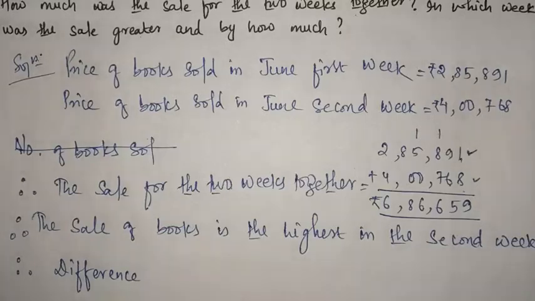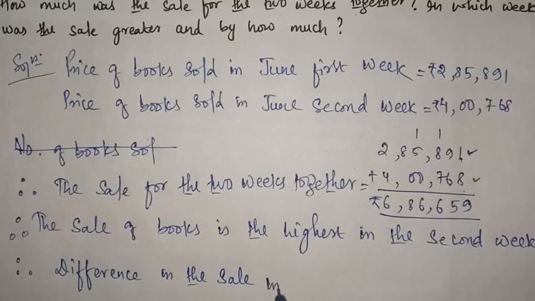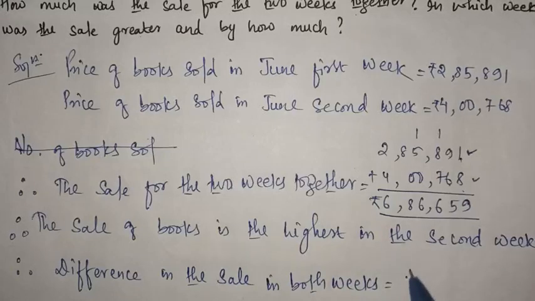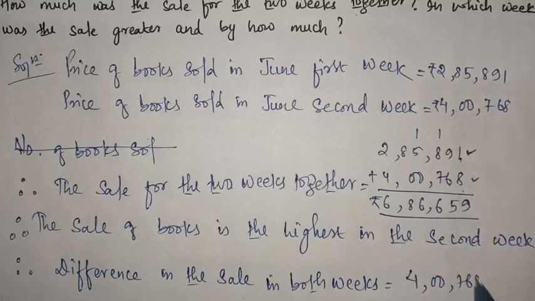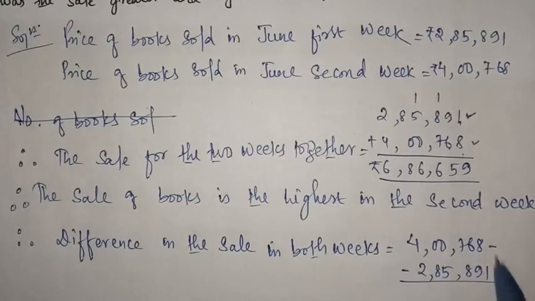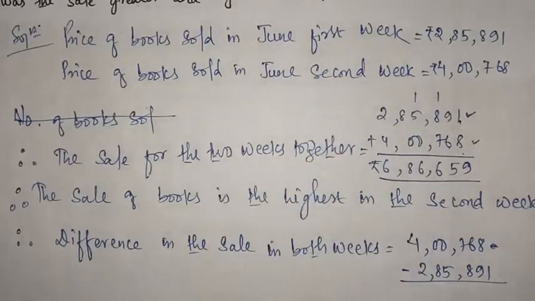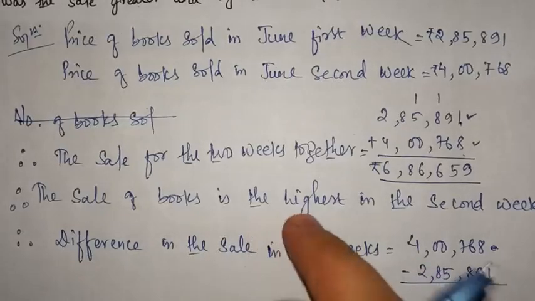Okay, difference in the sale in both weeks is equal to, so what we have to do, we have to subtract, that is 4,07,768 minus, or you may write here minus 2,85,891. So remember, first of all, what we did was the addition to find the sale of 2 weeks together. Here, what is the difference, or by how much the second week is greater, that we have to find.